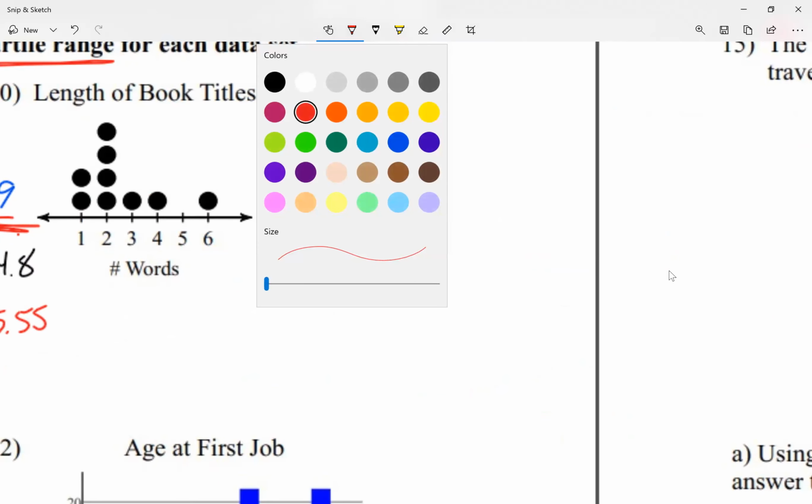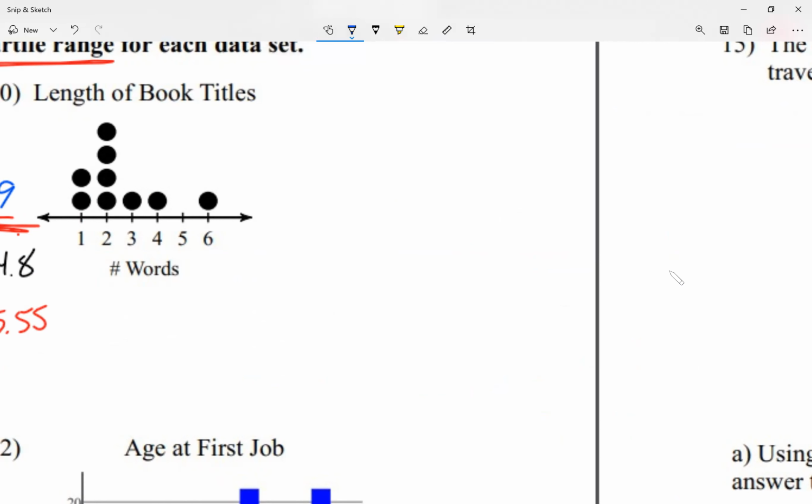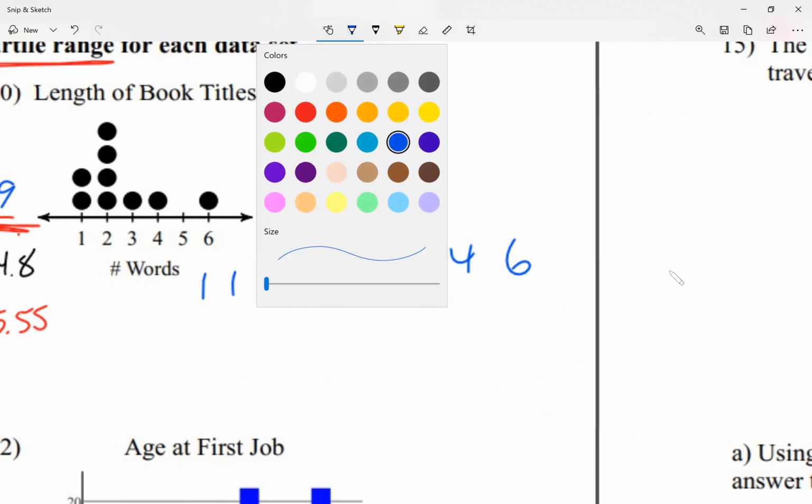First, let me put my numbers in order from small to large. So 1, 1, 2, 2, 2, 2, 3, 4, and 6. Okay, so let me find the median. Let me find the number in the middle.